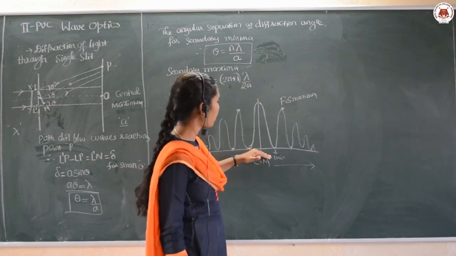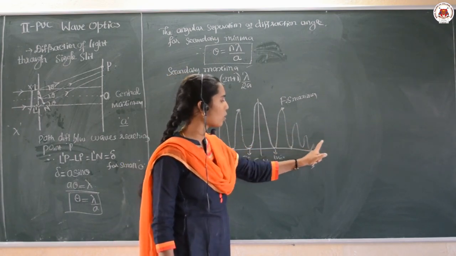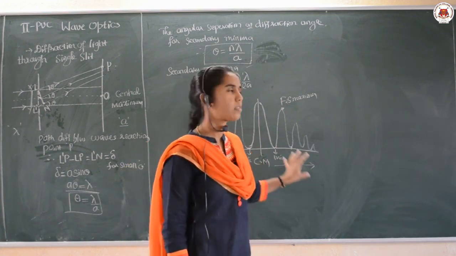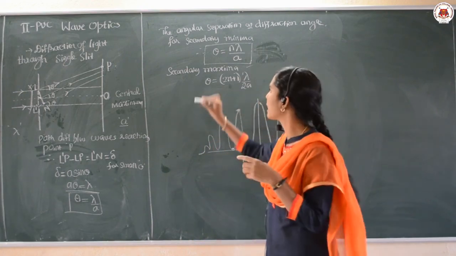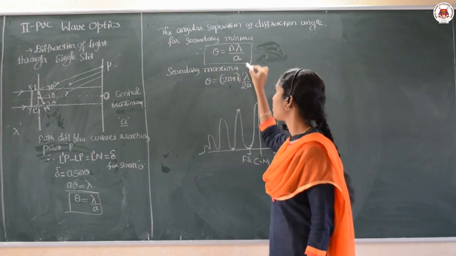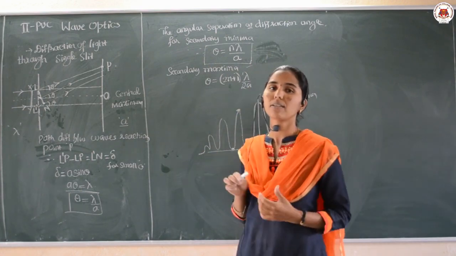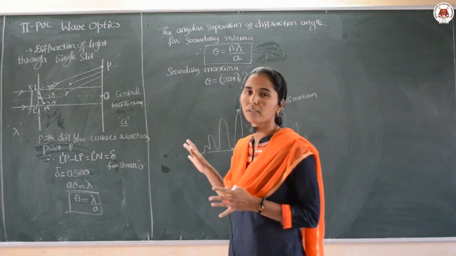As you move away from the central maximum, look at the intensity: slowly, gradually, it goes on decreasing. Okay. So this is the point we wanted to discuss, and remember the general conditions for the secondary minima and the secondary maxima as given. It is just the reverse of the case of interference of light, right. So this is the main point we wanted to discuss.